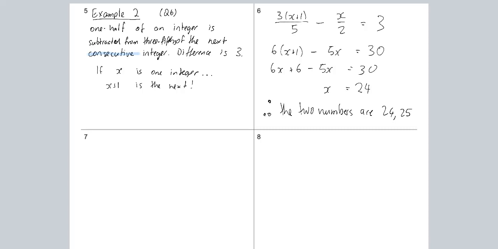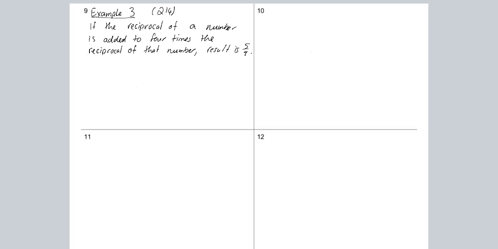Okay, same with the first one, so I really should have finished it off. This is me just trying to rush. Example 3, remember the video's out there, and you'll be able to catch up on your notes if I'm going too fast for you. If the reciprocal of a number is added to 4 times the reciprocal of that number, the result is 5/9. Here's the key word here, reciprocal. Who can tell me what reciprocal means?